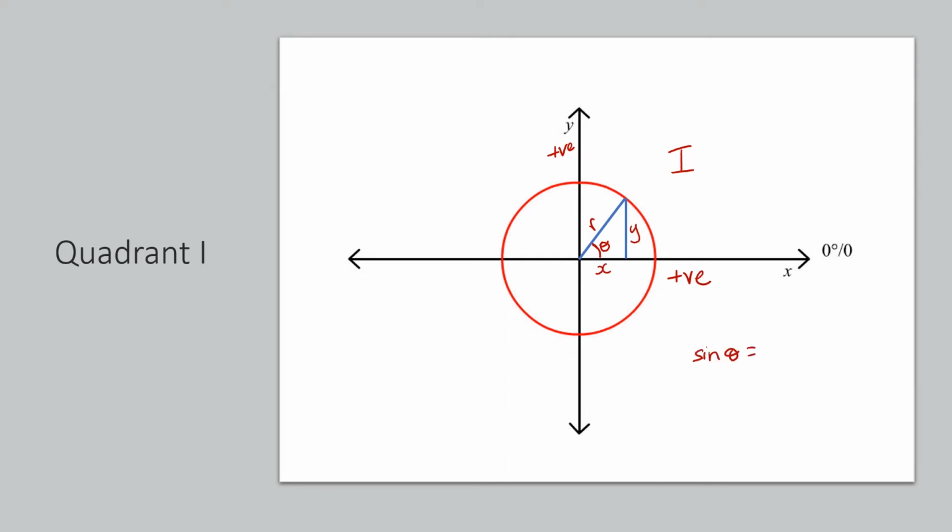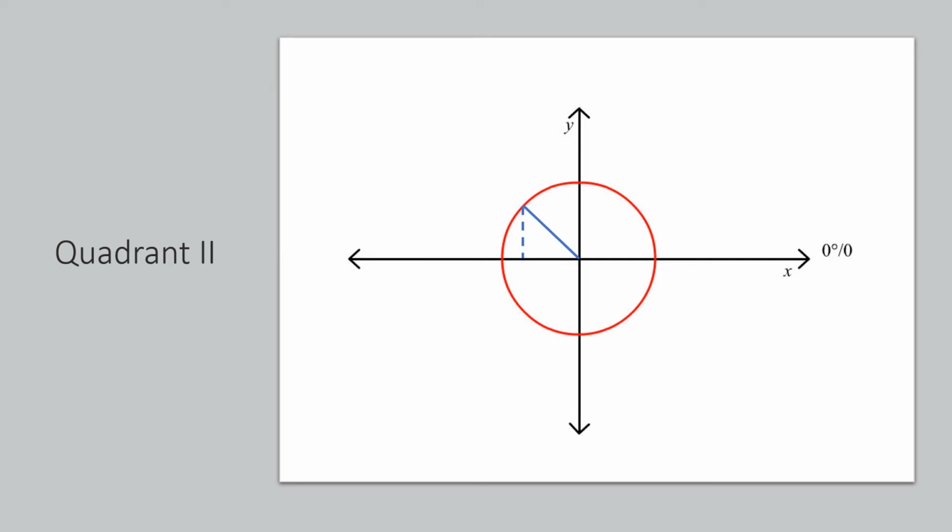Okay. So let's determine our trig ratios for this triangle in blue. Sine is opposite over hypotenuse, so that'll be y over r. y is positive, r is also positive. Cosine theta will be equal to adjacent, which is positive x, over r, and tan theta is opposite over adjacent, so that will be positive y over positive x. So what do we notice for the first quadrant? In the first quadrant, all our ratios are positive.